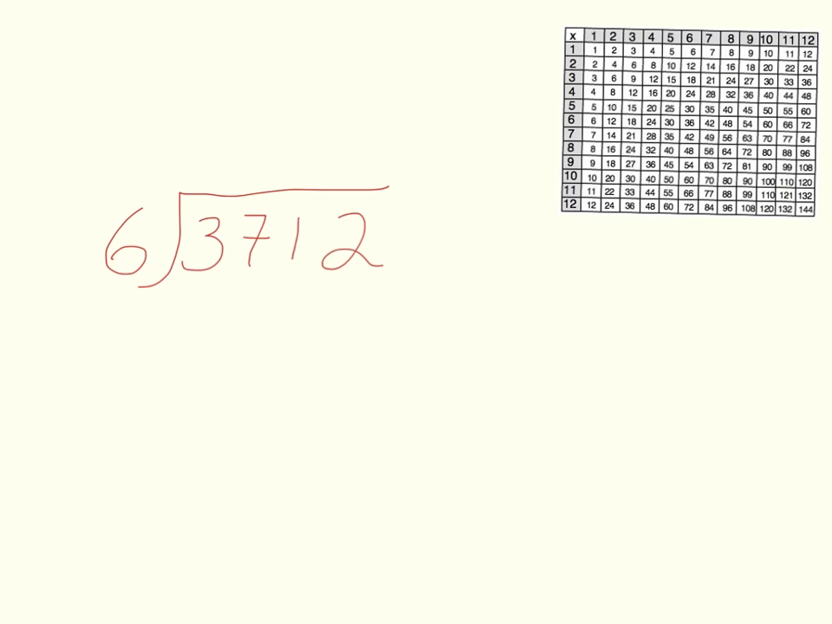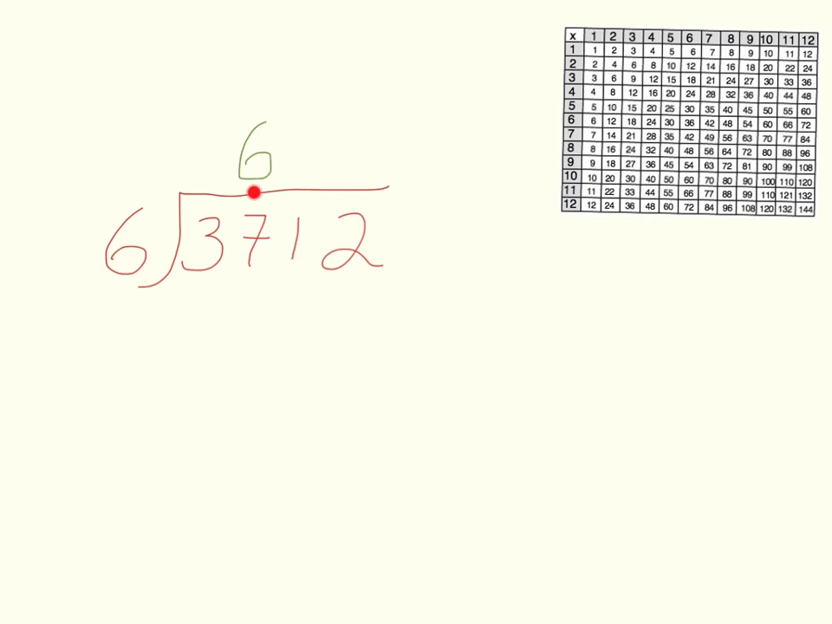So I'm going to go down this column, and remembering Price is Right rules, I need to be closest without going over. So as I go down, I find that 42 would be too much, but 36 is just enough. So I know that it can be divisible by 6. So I'm going to put my 6 over here, and not in this column, because this would show that 6 would be going into 3. But it's actually going into 37, so it needs to be in this column.